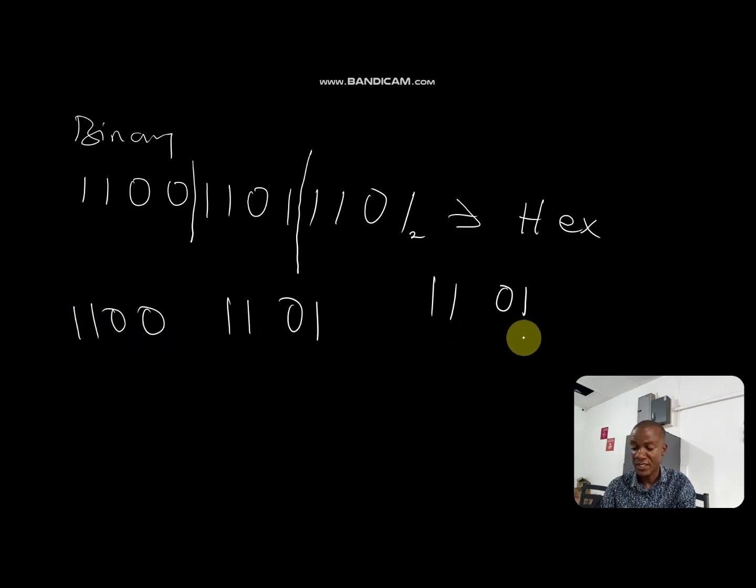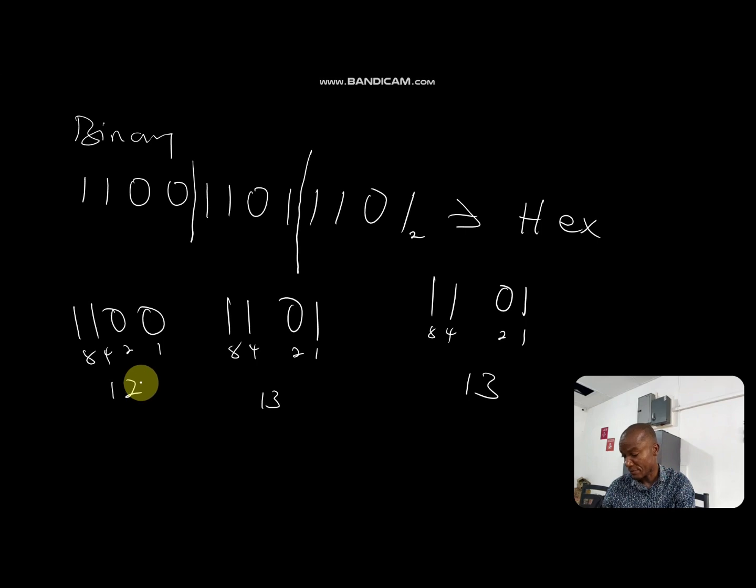So I have to change these ones to decimal. So in changing to decimal, I have 1, 2, 4, 8. So I have 8 plus 4, 12, plus 1, 13. So I have my 13 here. I have 8 plus 4, 12.